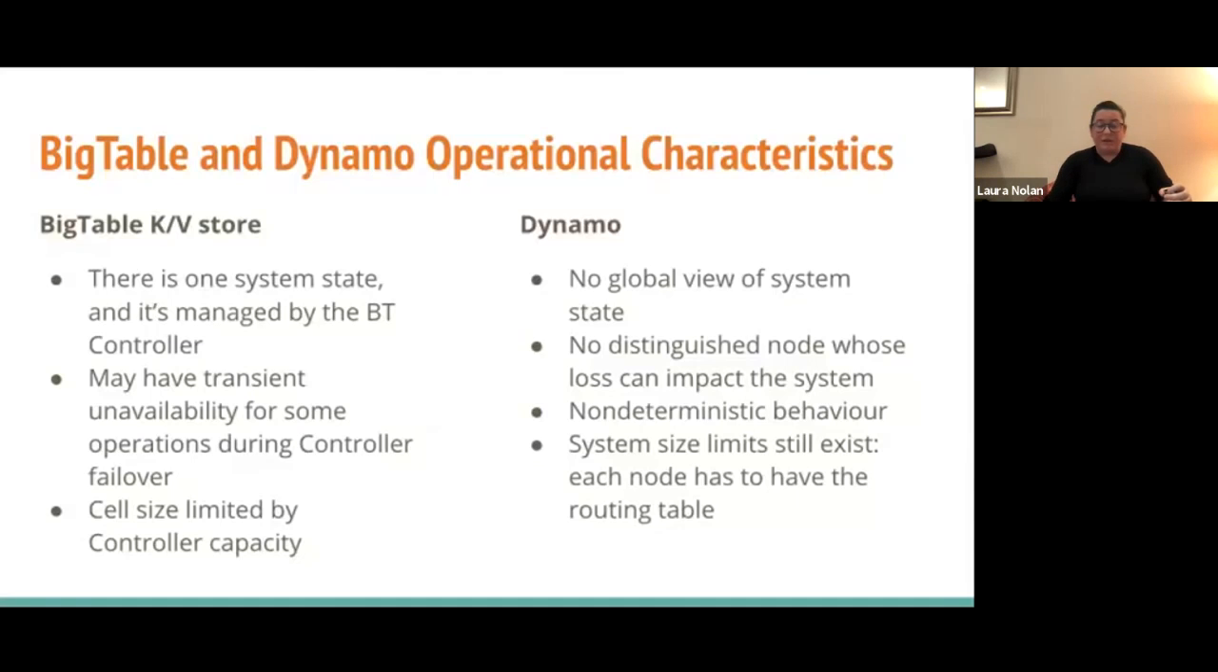System size limits. The system doesn't become infinitely scalable just because you don't have this controller bottleneck, because each node still has to have the full routing table. The way I understand the routing works is that clients contact an arbitrary Dynamo node and then can get proxied or rerouted over to where the actual key that they want to read is.